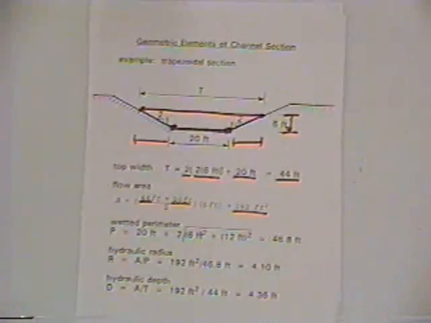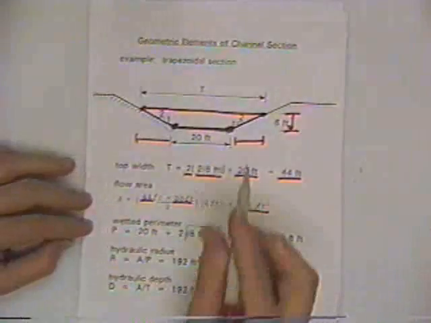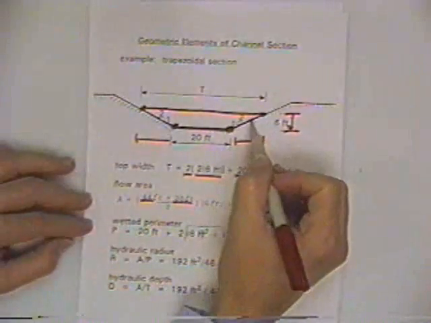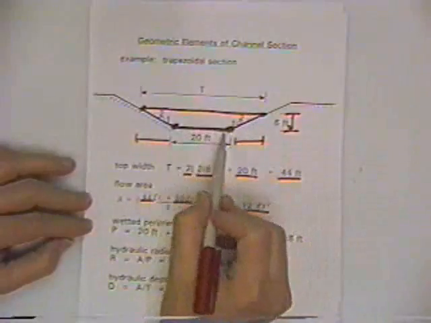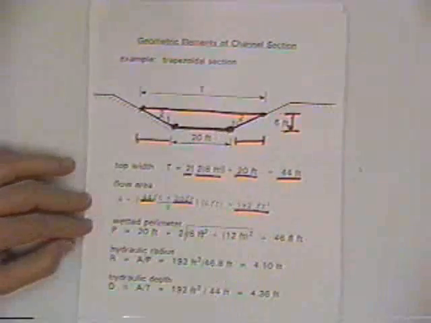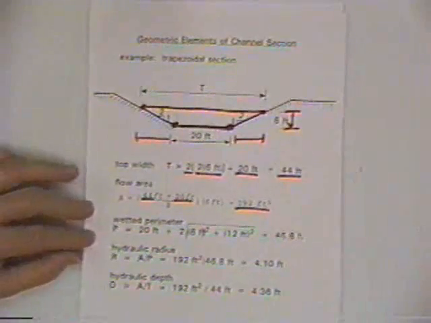As a matter of fact, the geometry is going to take us more time than actually plugging numbers into Manning's equation. The wetted perimeter, and of course it would be easier if it was a rectangle, because then it would just be the bottom width plus twice the depth. But we made it a little more complicated by using a trapezoid.